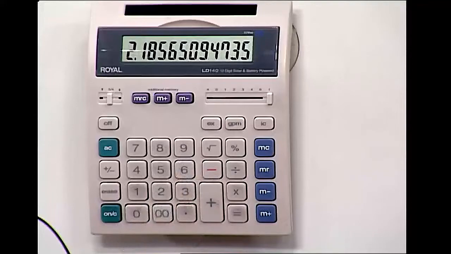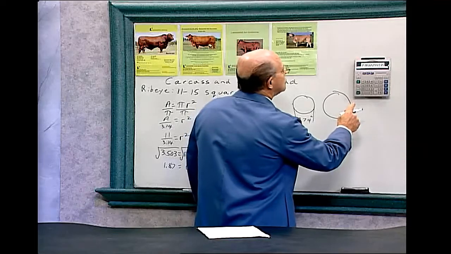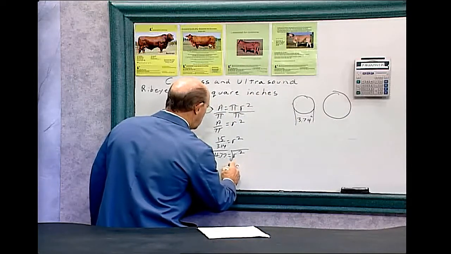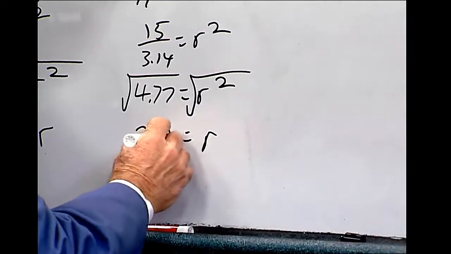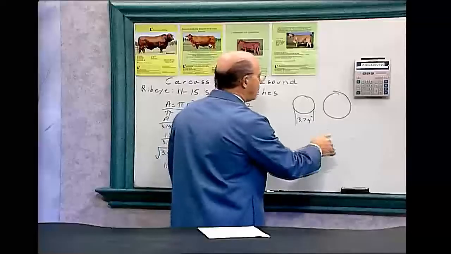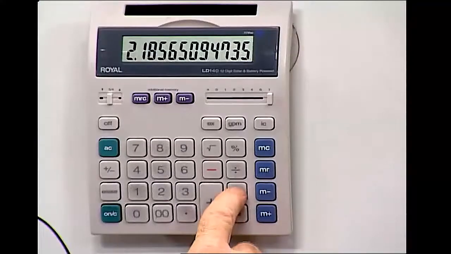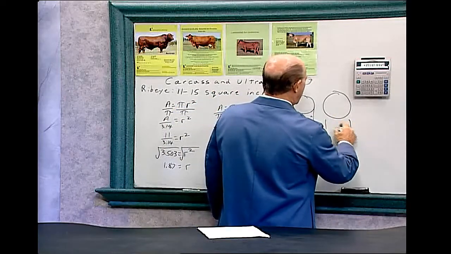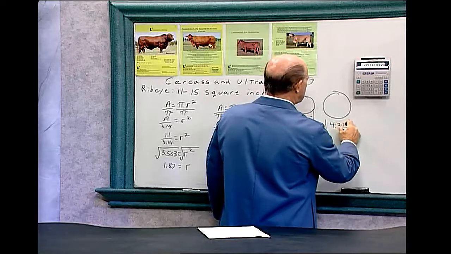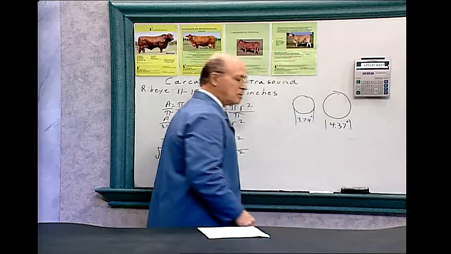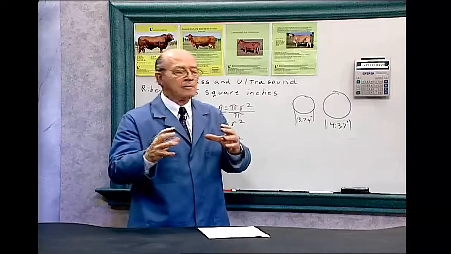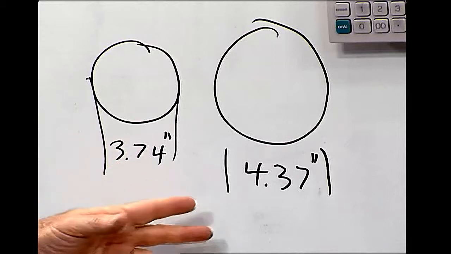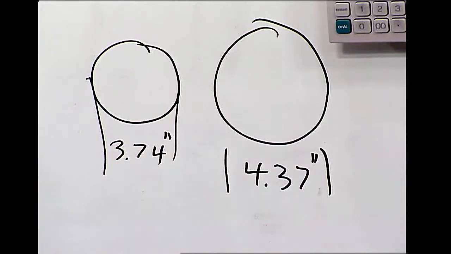Press the square root key. So the radius is 2.185 or 2.19. So radius equals 2.19. And the final diameter, all we have to do is multiply that by 2, and that will equal 4.37 inches. So the ideal ribeye should measure from 3.74 inches in diameter to 4.37 inches.